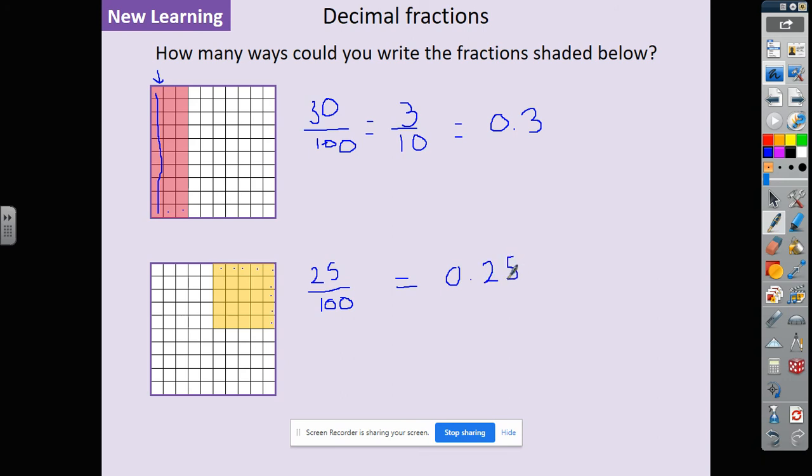Sometimes we might be given fractions or decimals and asked to compare them. But we now know that we can convert them to make sure they're in the same form so that we can easily compare them.